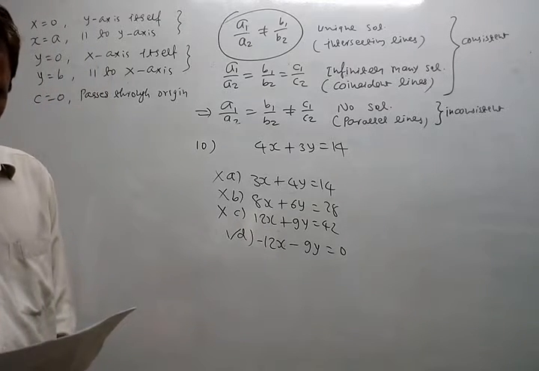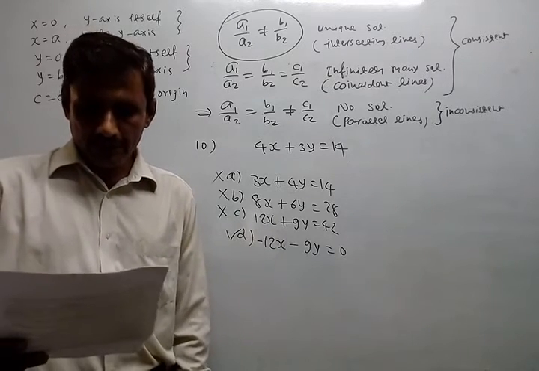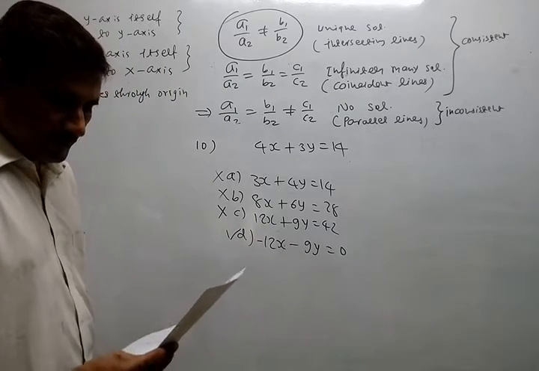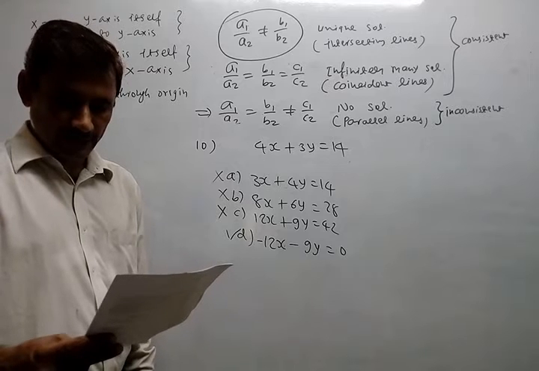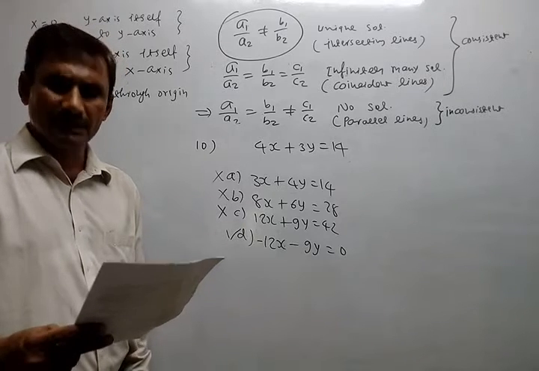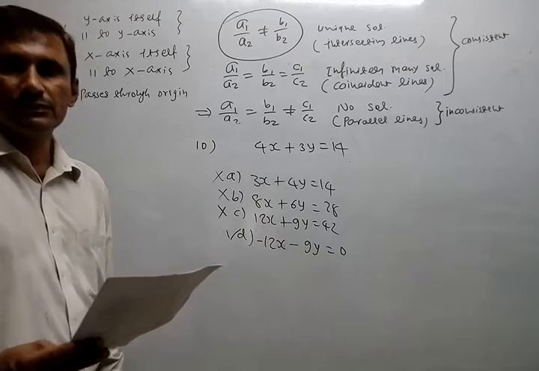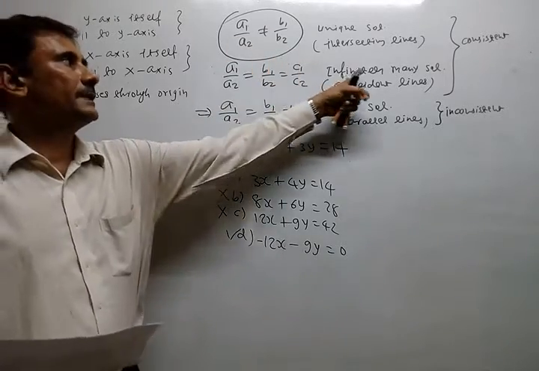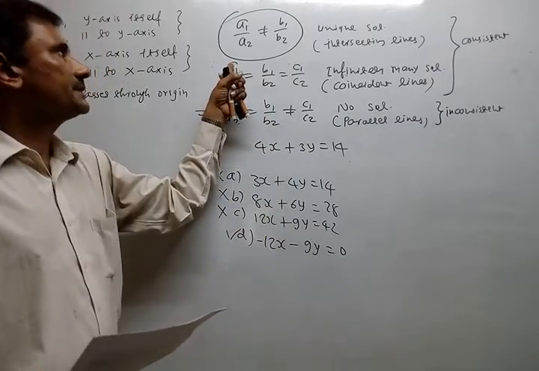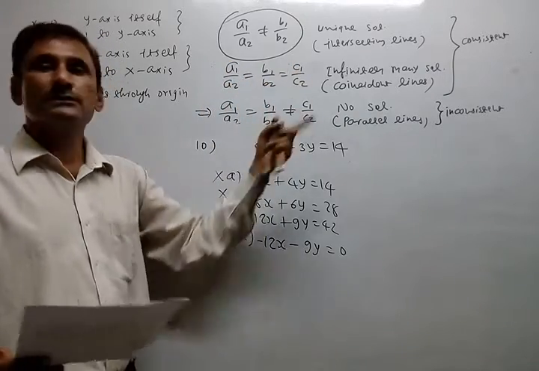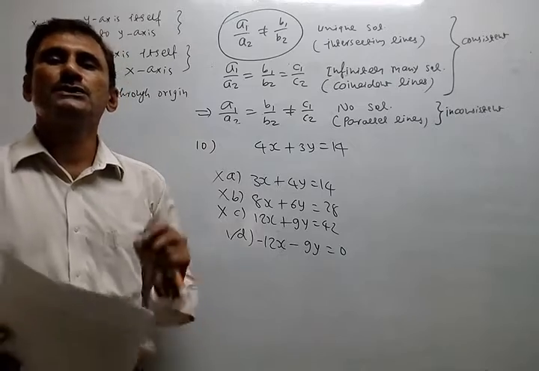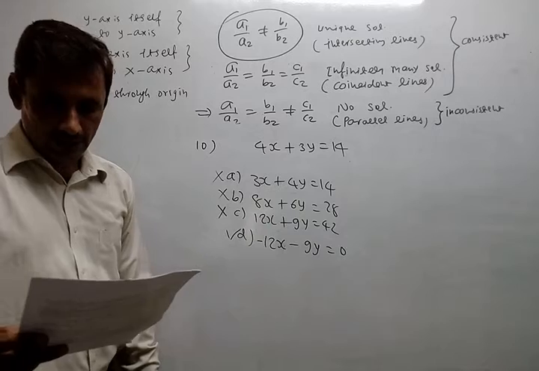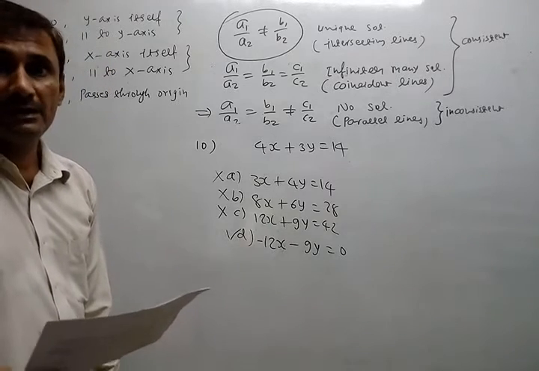Now 11 I already gave you in homework. Number 12. Under which condition does the pair of linear equations a1x plus b1y plus c1 equal to 0 and a2x plus b2y plus c2 equal to 0, which are the standard forms, have infinitely many solutions? This is the answer. Infinitely many solutions, so the answer is a1 upon a2 equal to b1 upon b2 equal to c1 upon c2. All three ratios should be equal. Okay, so that is the answer to question number 12.